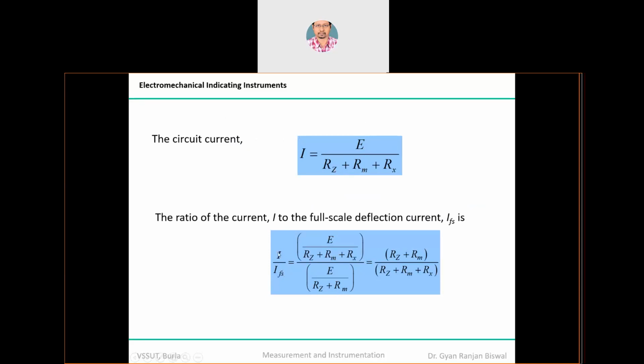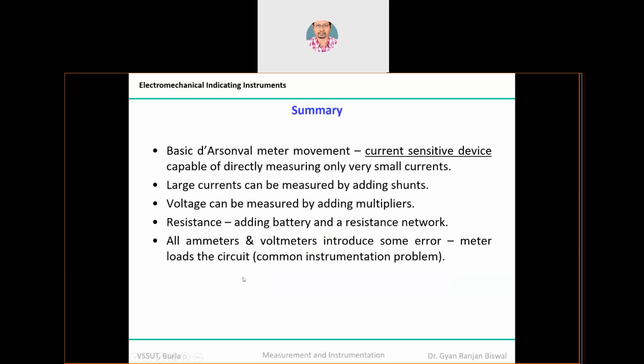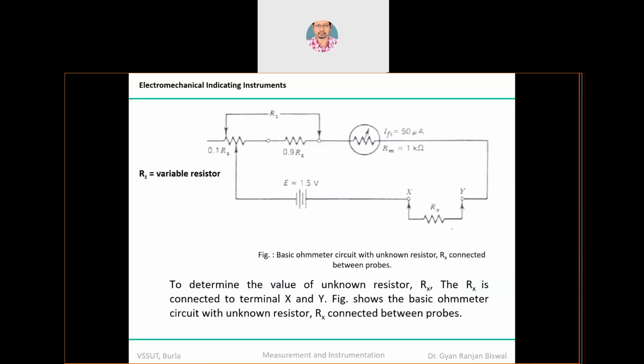I is known, E is already known, Rz and Rm are already known. So what is left? Rx. If you modify this equation, Rx is the only unknown. So obviously I hope that you will be able to find it. That's how we can find out the unknown value of resistance. This experiment I think you have also done during your basic electrical or electronic applications.